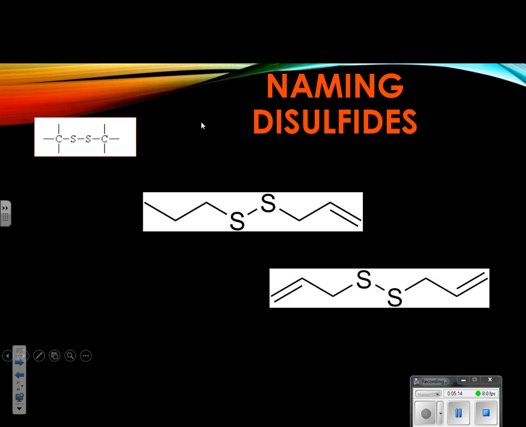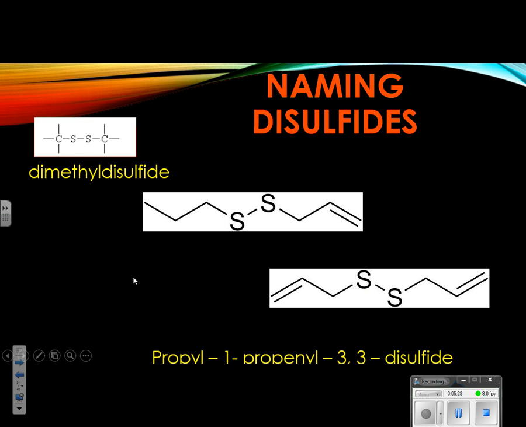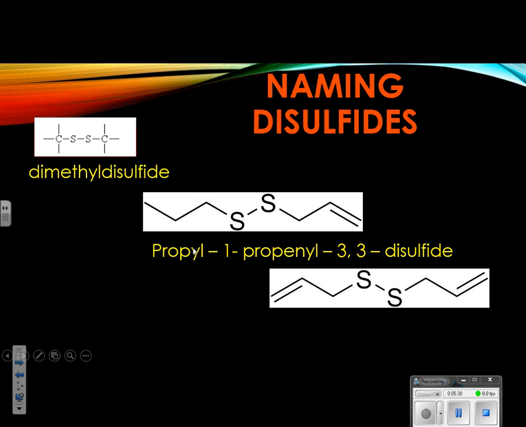So we name disulfides a little bit differently. Look at this. This is dimethyl disulfide. So the disulfide comes last, and we name each side. So it's sort of like an ether in naming, but then we put disulfide at the end. So this one would be propyl 1-propanol, propynyl, because it's got a triple bond, and 3,3 disulfide. This would be di-1-propanol and 3,3 disulfide.